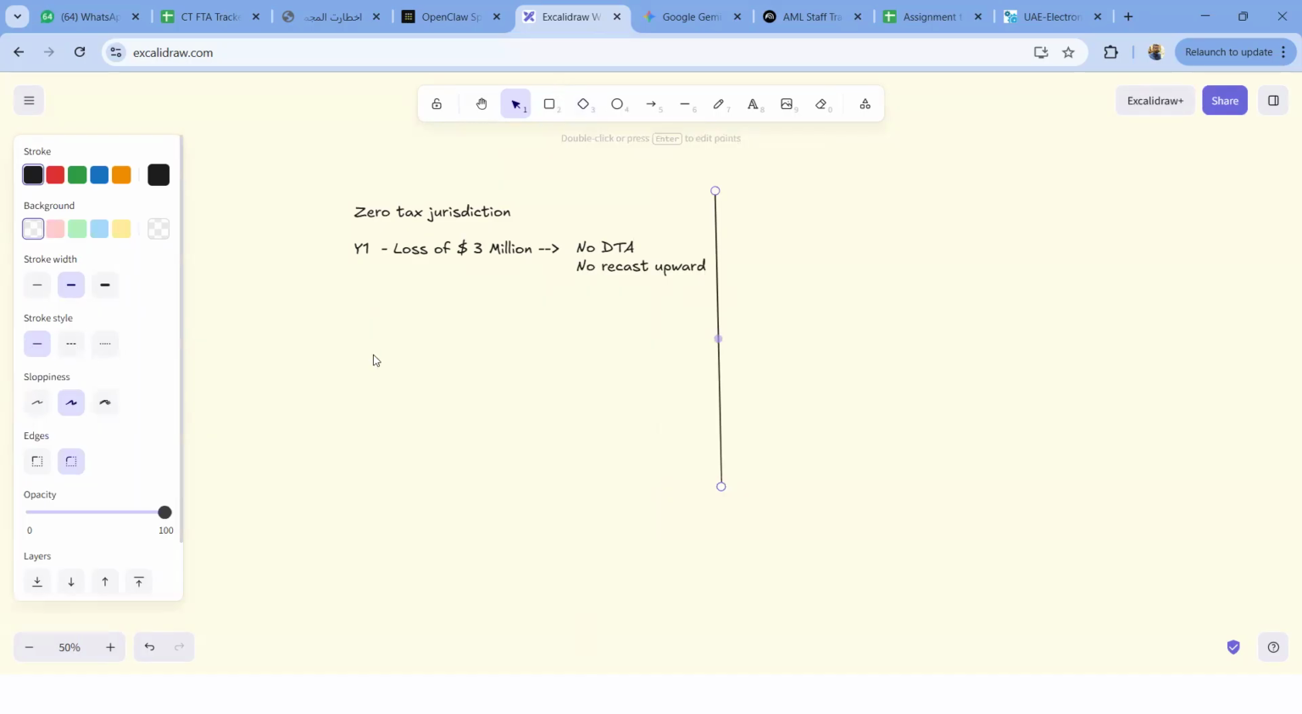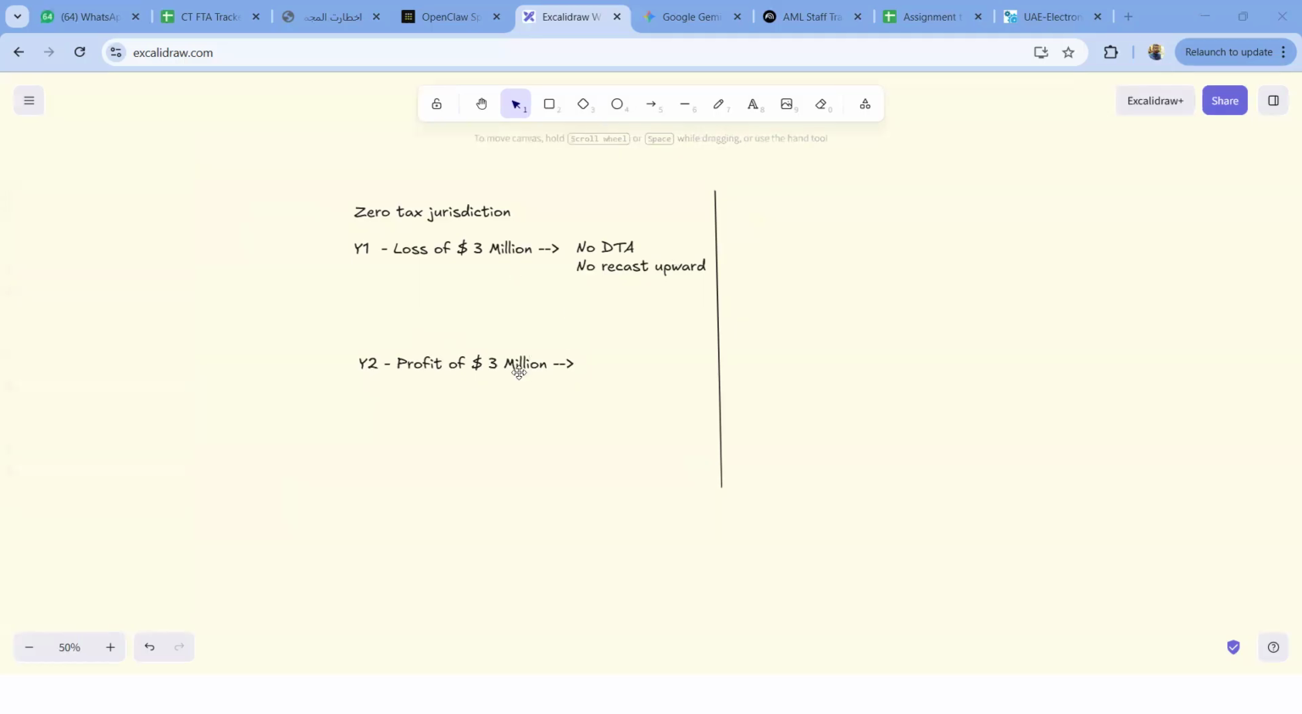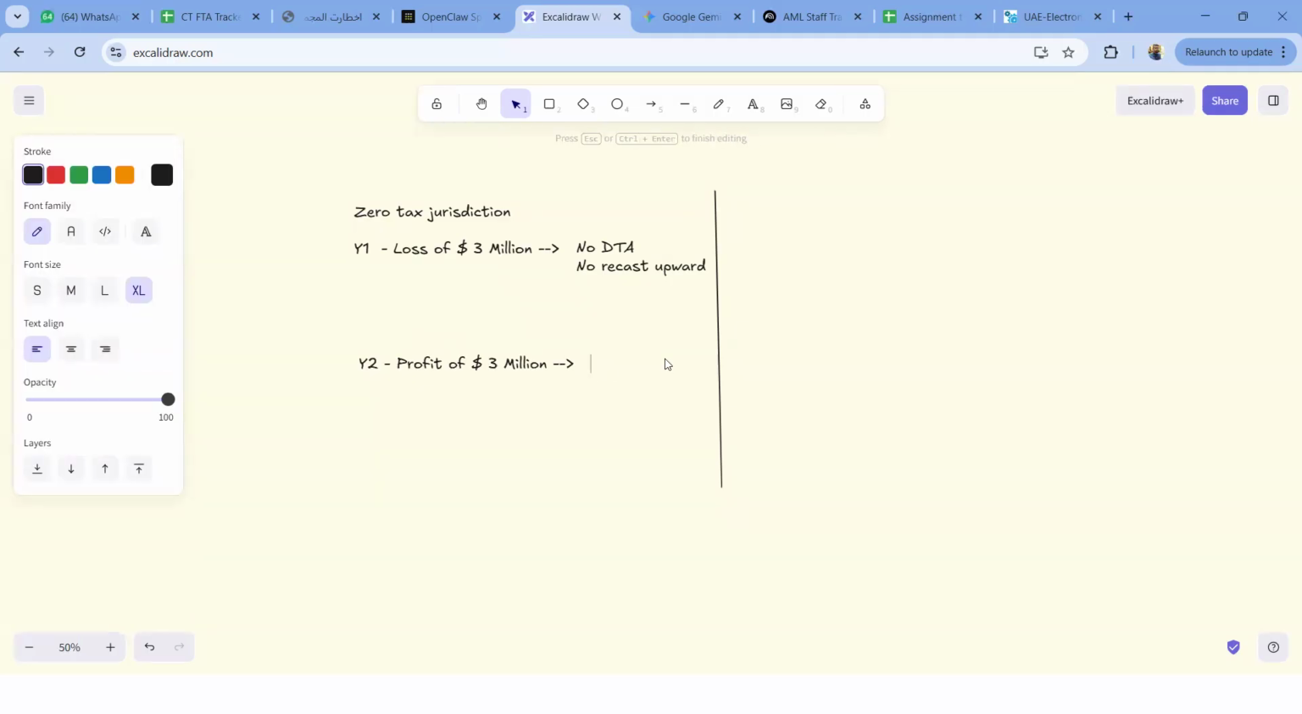Now, let's take the same situation, same jurisdiction. In year two, I have a profit of, let's say, 3 million. What would be my top up tax? Just tell me the rate, I don't need the number. Total 15%, because this 3 million is charged at 0%. So the top up tax is at 15%.